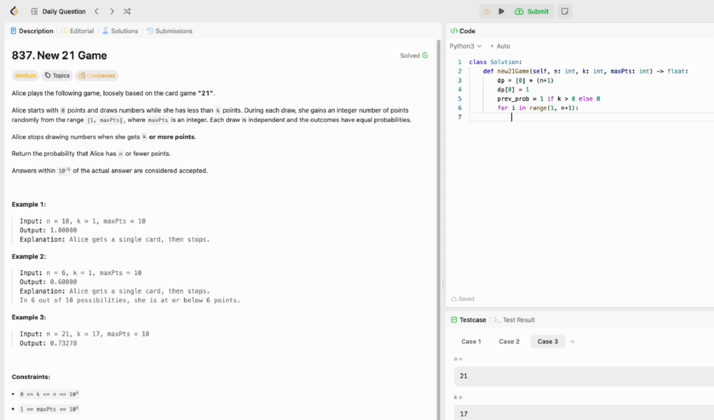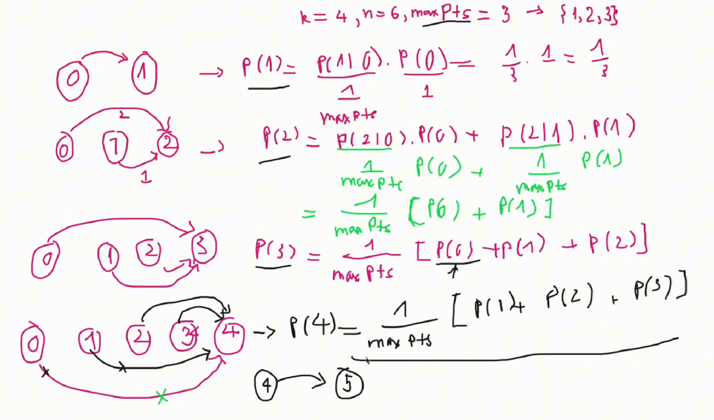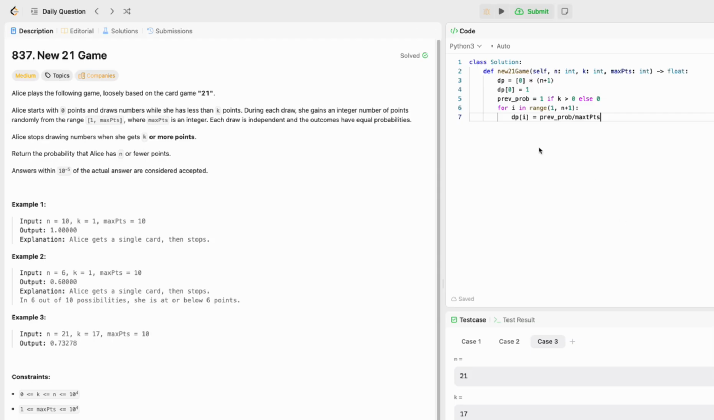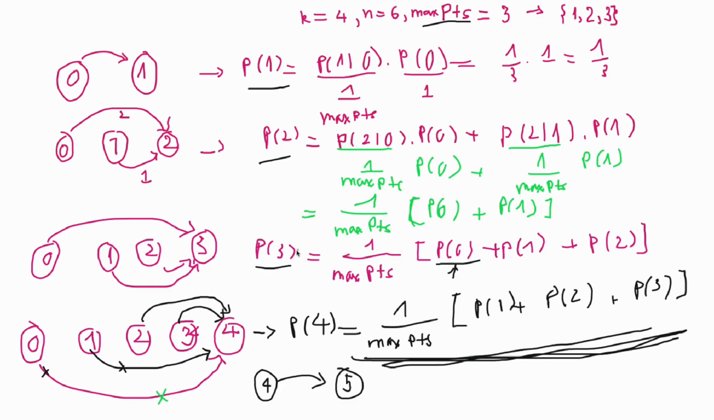So this is our current stage, and for this current stage we can see that the probability is always equal to the previous probability divided by the max point. So this simulates this formula. Okay, so in here we have already got the probability in this stage. For example, we are in here, and we are getting P3, for example. Let's say that we are in the 3, right?